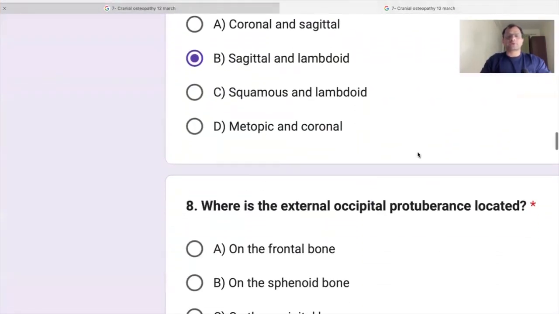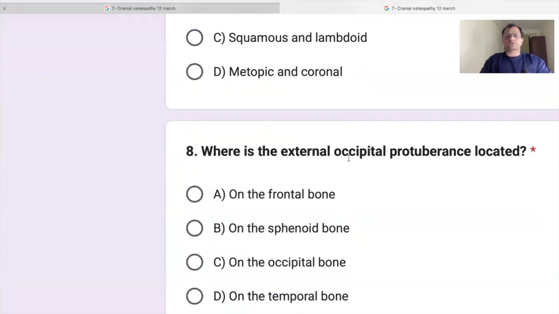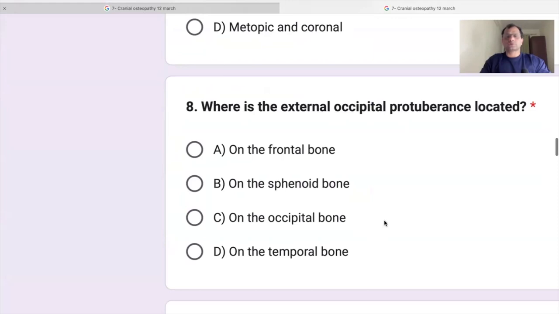Question number 8. Where is the EOP or the external occipital protuberance located? Occipital bone. On the occipital bone, the name itself is occipital protuberance. It's located on the occipital bone, on the back side.